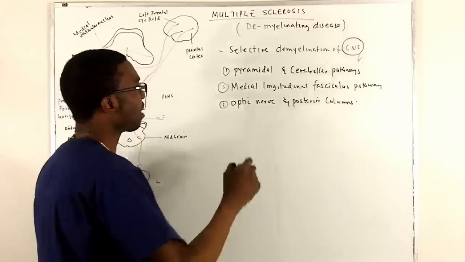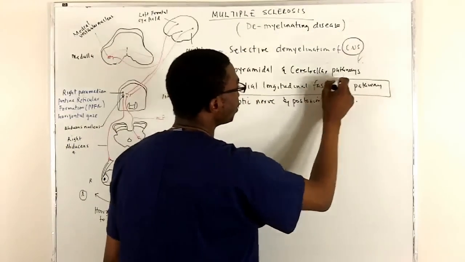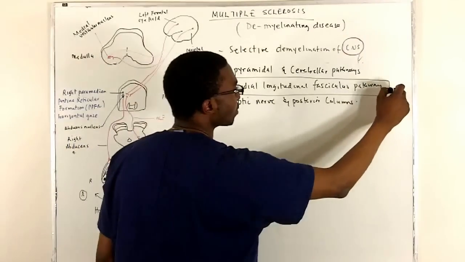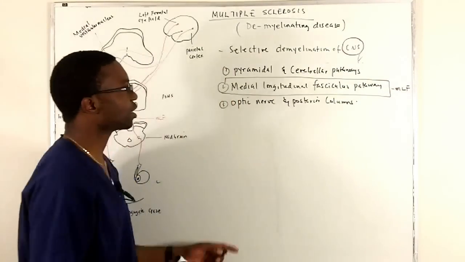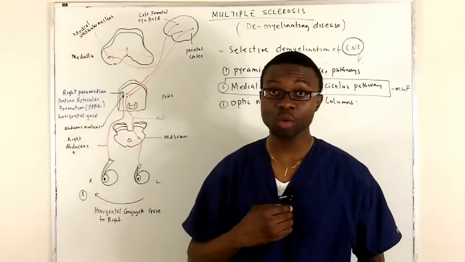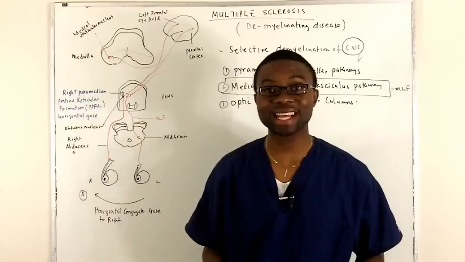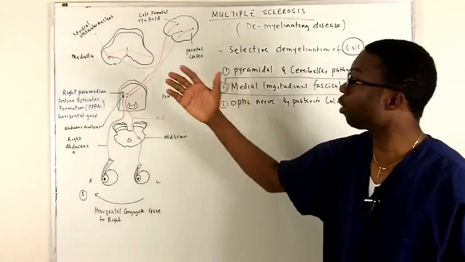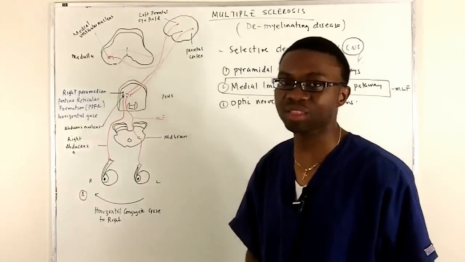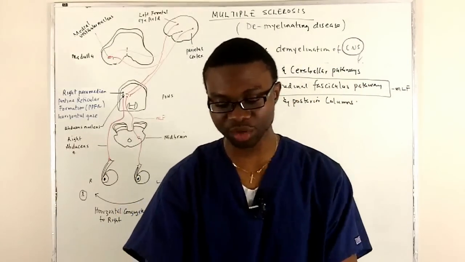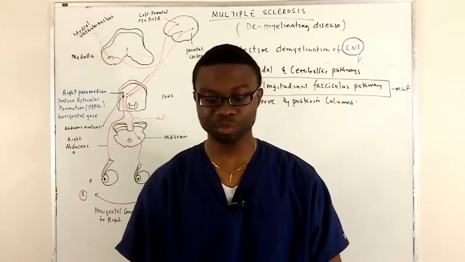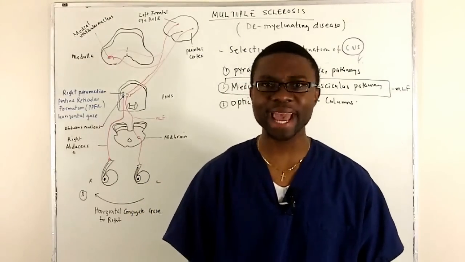Now, in this lecture, I'm going to talk about the medial longitudinal fasciculus pathway, known as the MLF pathway. I'm also going to talk about the optic nerve and the posterior columns, because when I talk about why the patients present with these symptoms, you will be able to understand this better. Well, on the right side of the board, I have drawn out the medial longitudinal pathway. This pathway actually doesn't just exist by itself. It's a very, very important pathway for us to be able to conduct conjugate gaze.